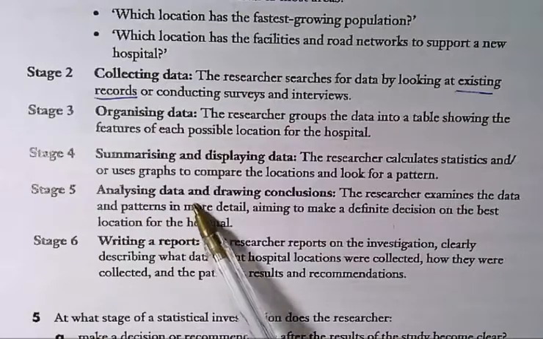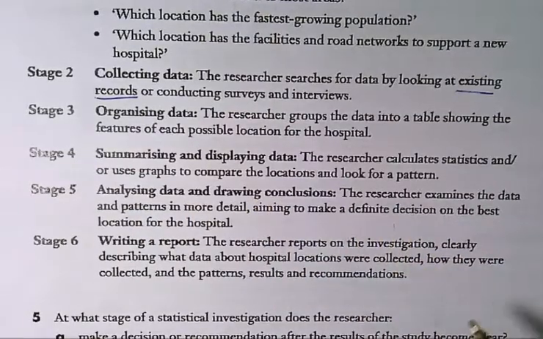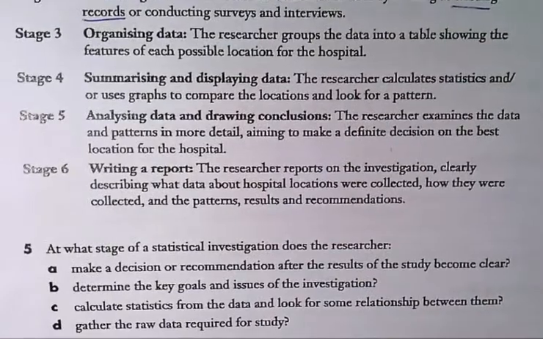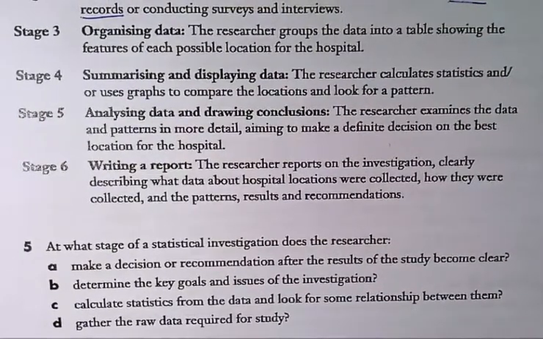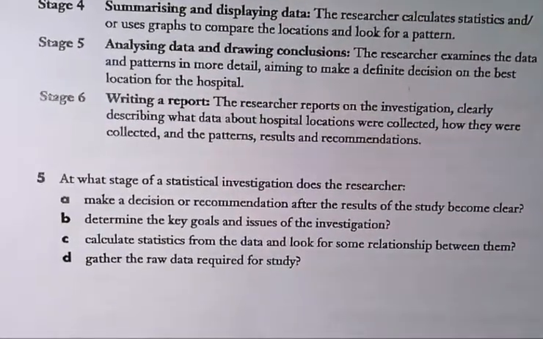Now, analysing data and drawing conclusions, they'll then look at their data and patterns in more detail and try to make a definite decision about where the best location for the hospital should be. And then in stage 6, they'll write a report. So they'll have to write what their aims were, how the data was collected, the patterns, the results, and what their recommendations were for where this new hospital should be.